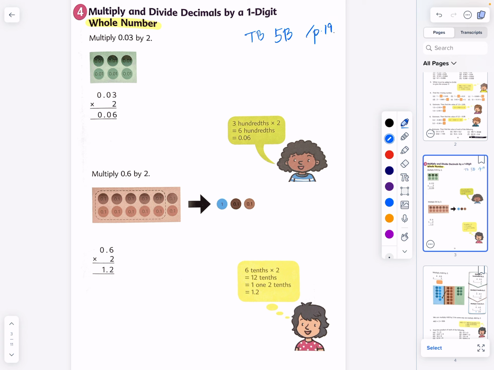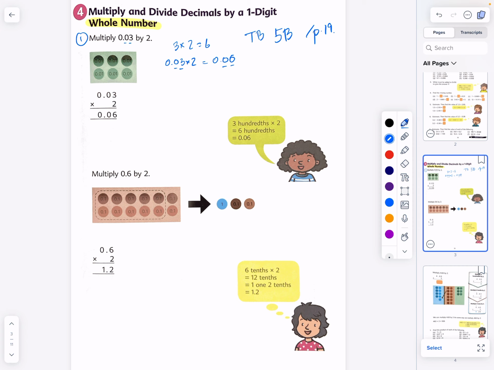So let's consider the first example. Multiply 300s by 2. Well, when we multiply 3 times 2, we get 6. When we multiply 300s times 2, we get 600s, right? 2 decimal places, 300s, and when we double that, we get 600s.